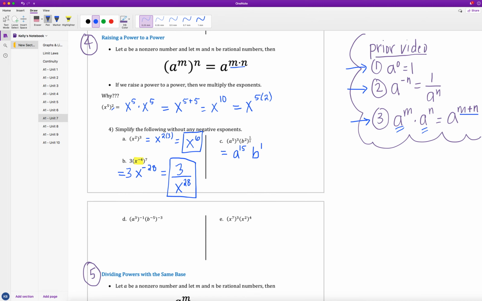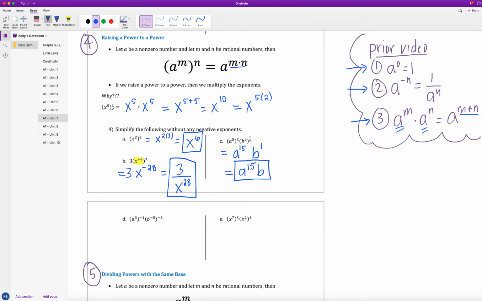I don't have any negative exponents, so I'm good there. And we also know from our last video that because my bases are different, I cannot combine these together. So my first base is an a, my second base is a b. Those are different variables, so I cannot combine this any further. So I can just rewrite it as a to the 15th times b, technically to the first.